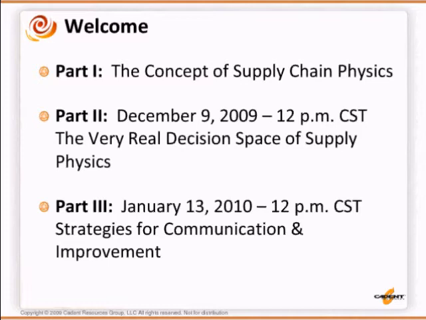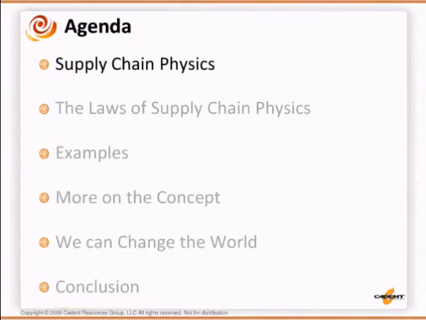It's part one. We're going to cover the concept of supply chain physics. On December 9th, we'll have part two, and we're going to talk about the very real decision space of supply chain physics. And part three will be strategies for communication and improvement around this concept of supply chain physics.